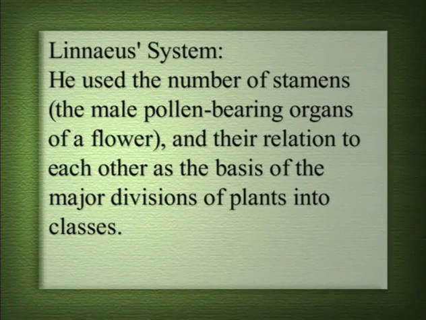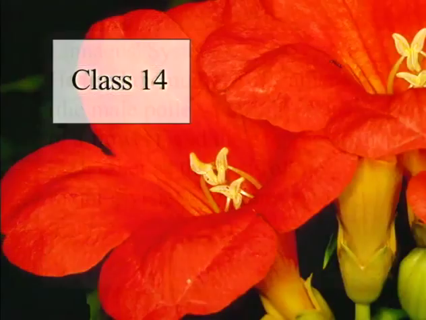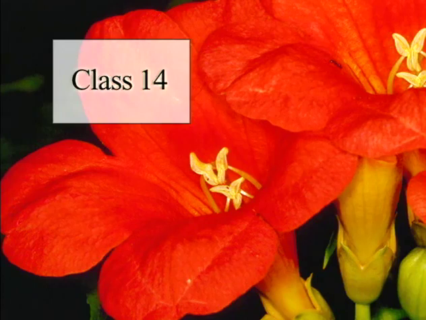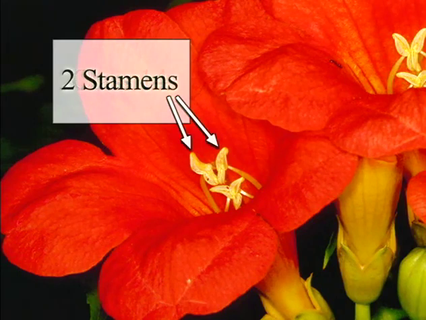In his system, he used the number of stamens, that's the male pollen-bearing organs of a flower, and their relation to each other as the basis of the major divisions of plants into classes. For example, class 14 of the flowering plants include those whose stamens are arranged in a specific way. In particular, if there are two stamens adjacent to each other that exceed the others in size, they belong to class 14. By 1735, he'd written the first edition of his book, which would be called System of Nature.